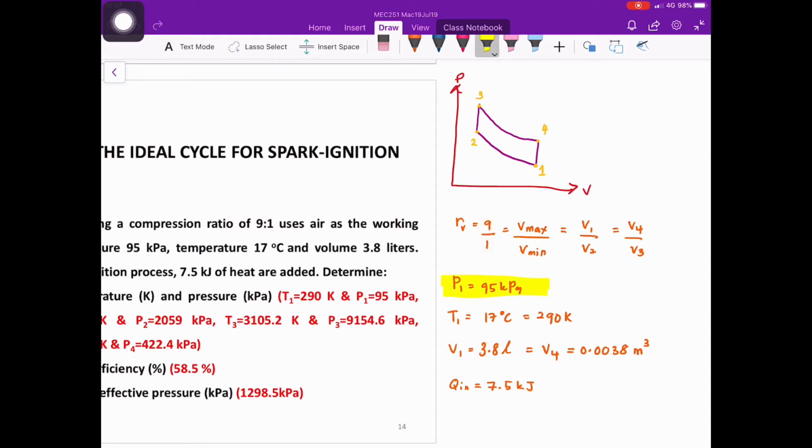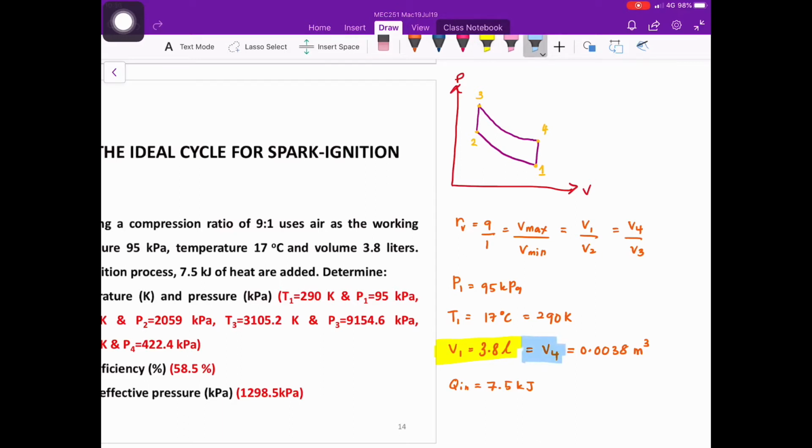Also given to us is the pressure at state 1, 95 kPa. The temperature at state 1, 17 degrees Celsius. This value should be converted into unit Kelvin since the working fluid used in this cycle is air. The initial volume is 3.8 liters.